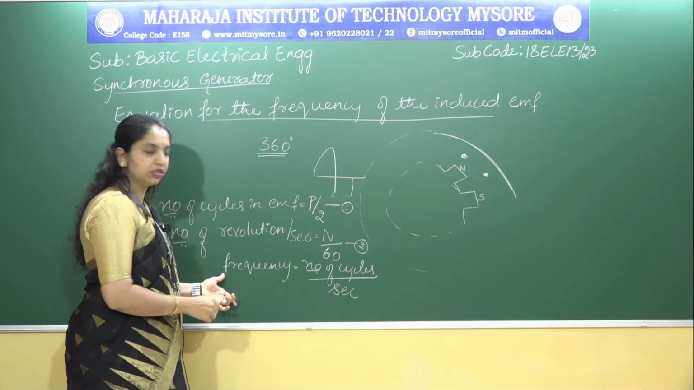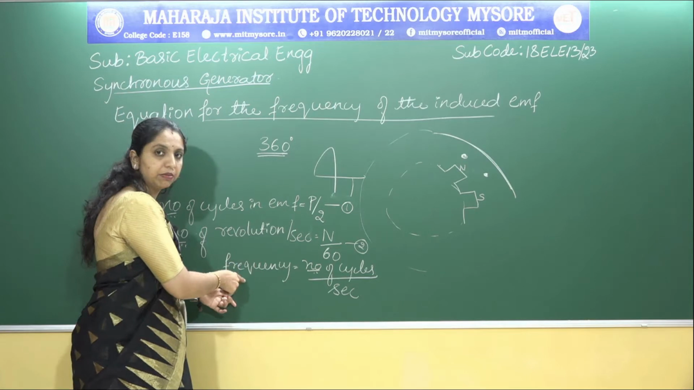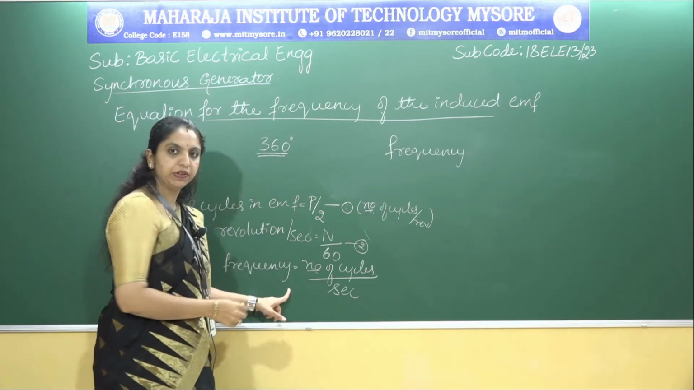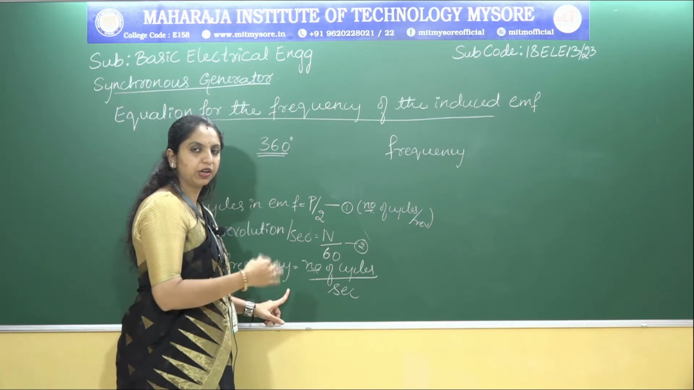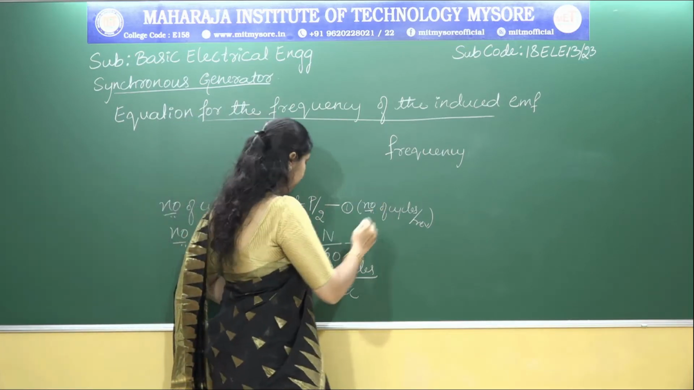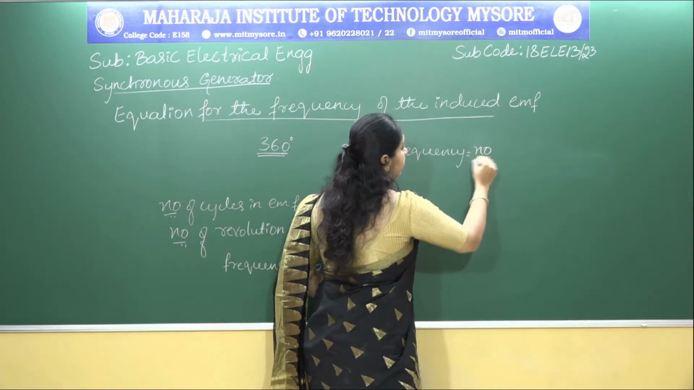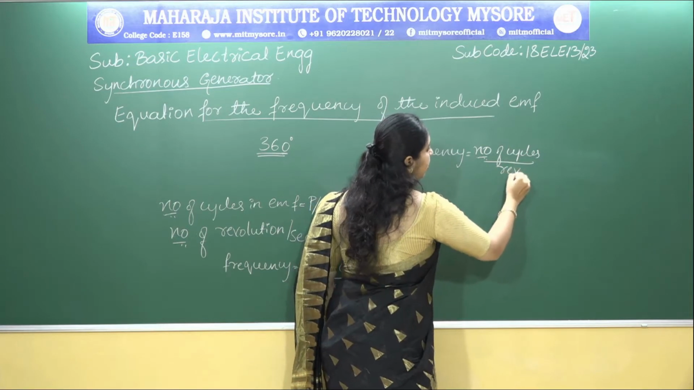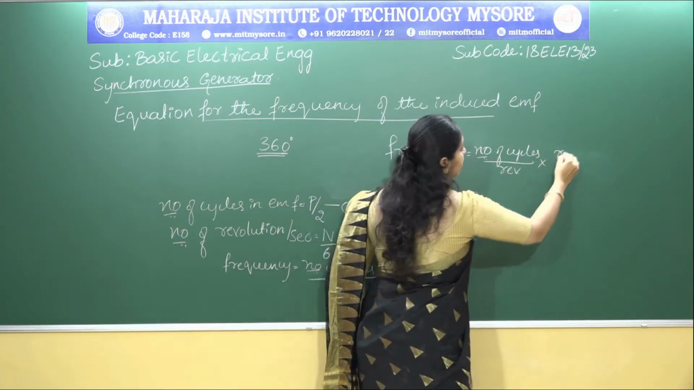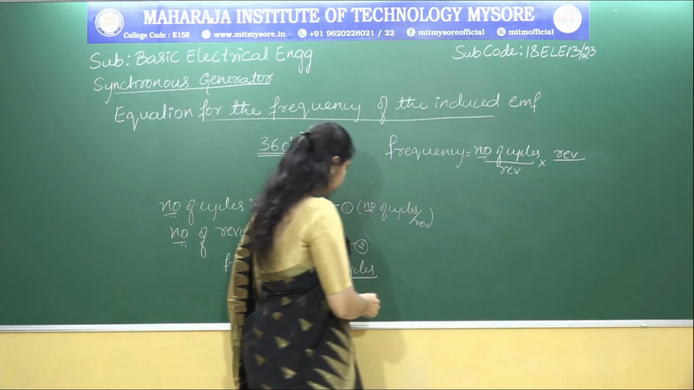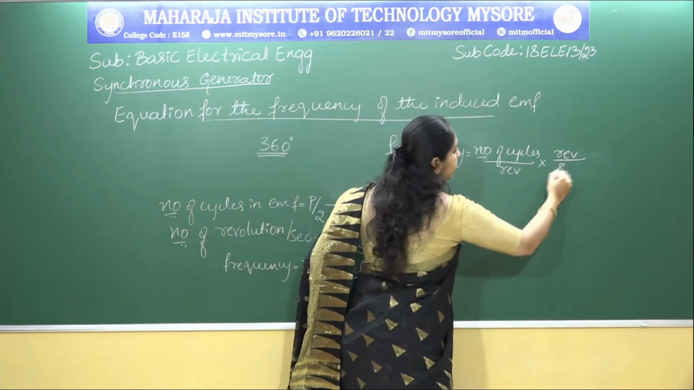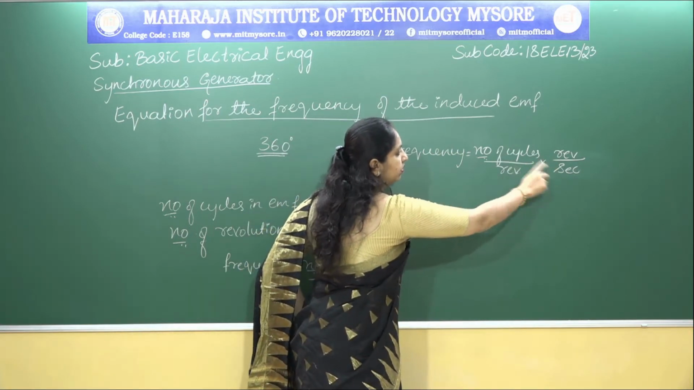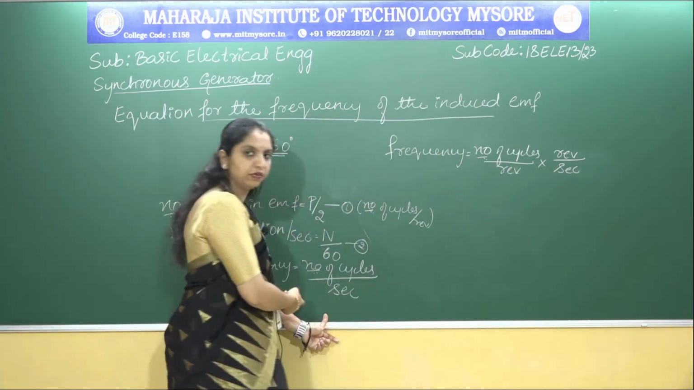So you know this, isn't it? Frequency can be defined as the number of cycles per second. So from this frequency equation, we are going to split it into two: frequency is equal to the number of cycles per revolution into revolution divided by seconds. Look at this. Here, when revolution gets cancelled, finally you get the number of cycles per second, which is the same as the frequency.